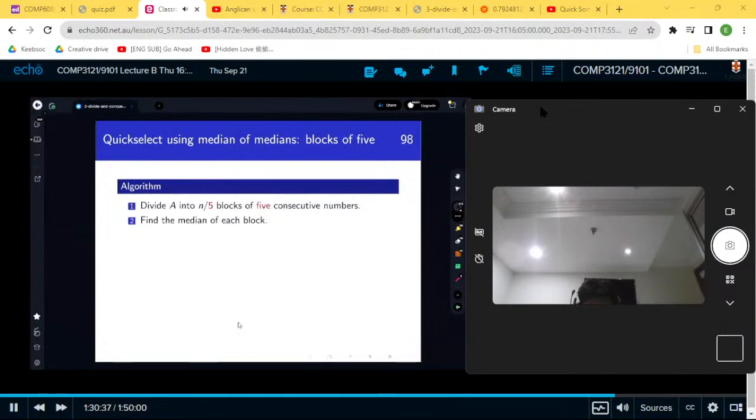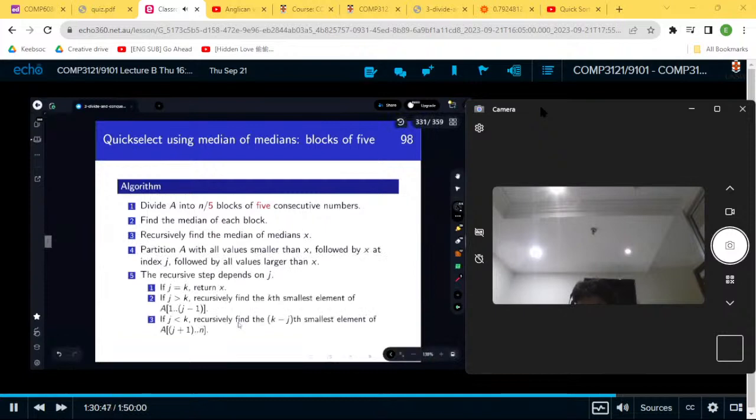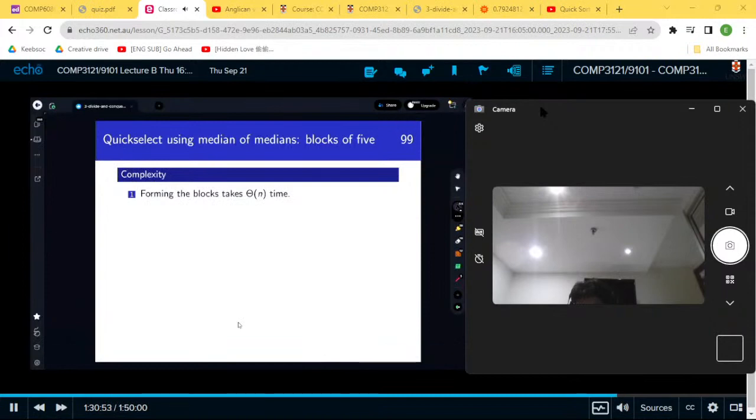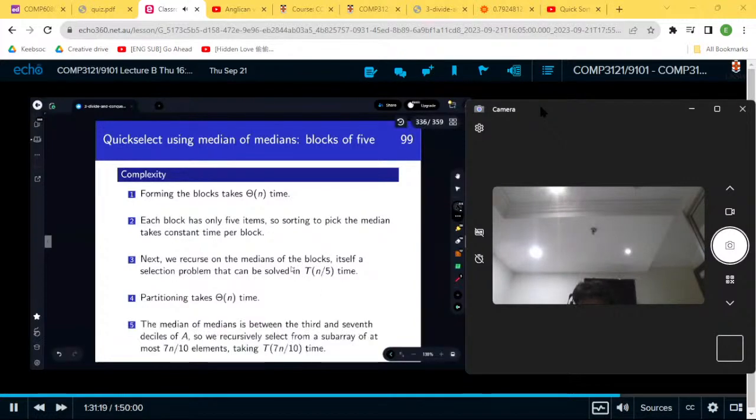So our new algorithm is now, instead of dividing into blocks of size 3, we take blocks of size 5. Everything else is the same. So what's the running time this time? Again, we have linear running time to chop up our array into blocks of size 5. In each block, we can still find the median in constant time. Then we recurse on the medians of the blocks. Now the important thing is that the running time is now T of n divided by 5. And partitioning takes big-Theta of n time.